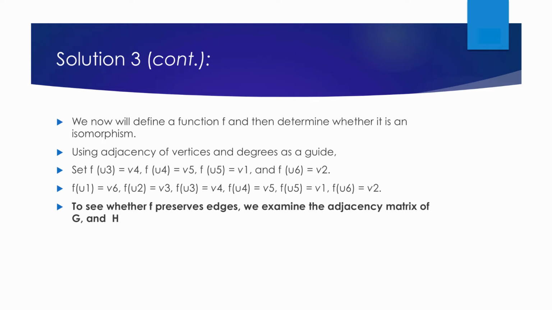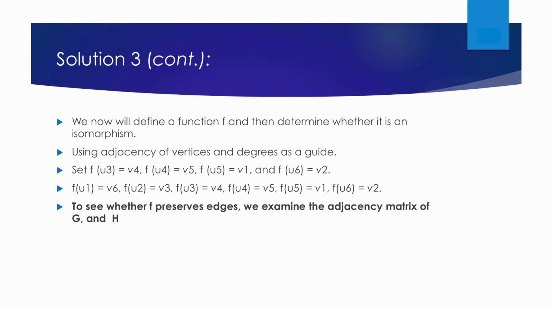We now will define a function f and then determine whether it is an isomorphism. Because the degree of u1 equals 2 and because u1 is not adjacent to any other vertex of degree 2, the image of u1 must be either v4 or v6, the only vertices of degree 2 in H not adjacent to a vertex of degree 2. So we set f of u1 to be equal to v6. If we find that this choice does not lead to an isomorphism, we would then try, let's say, f of u1 equal to v4.